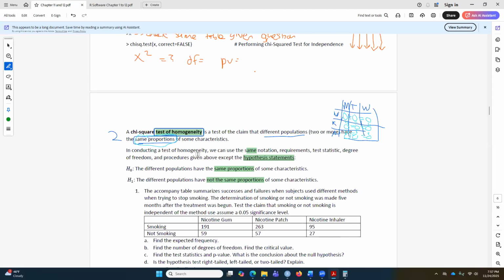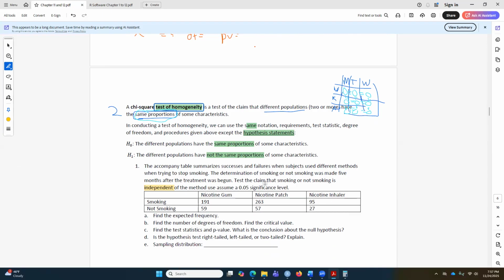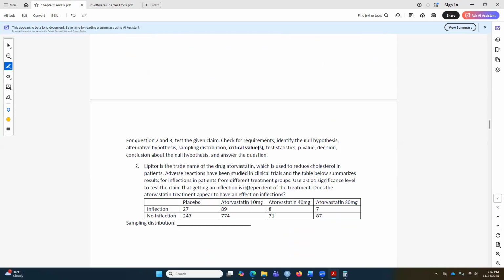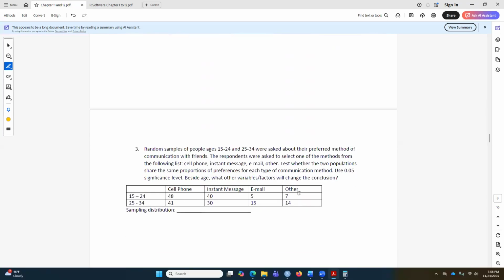Okay. So how do you know if the question asks you to test for independence or test for homogeneity? Read the claim statement. If the claim statement, like example 1, is asking you for independent, then you use test of independence. Again, this claim statement is also independent, so we are doing test of independence. This question, you don't see the word independent, but you see the words same proportion. Then we are doing test of homogeneity for that case.